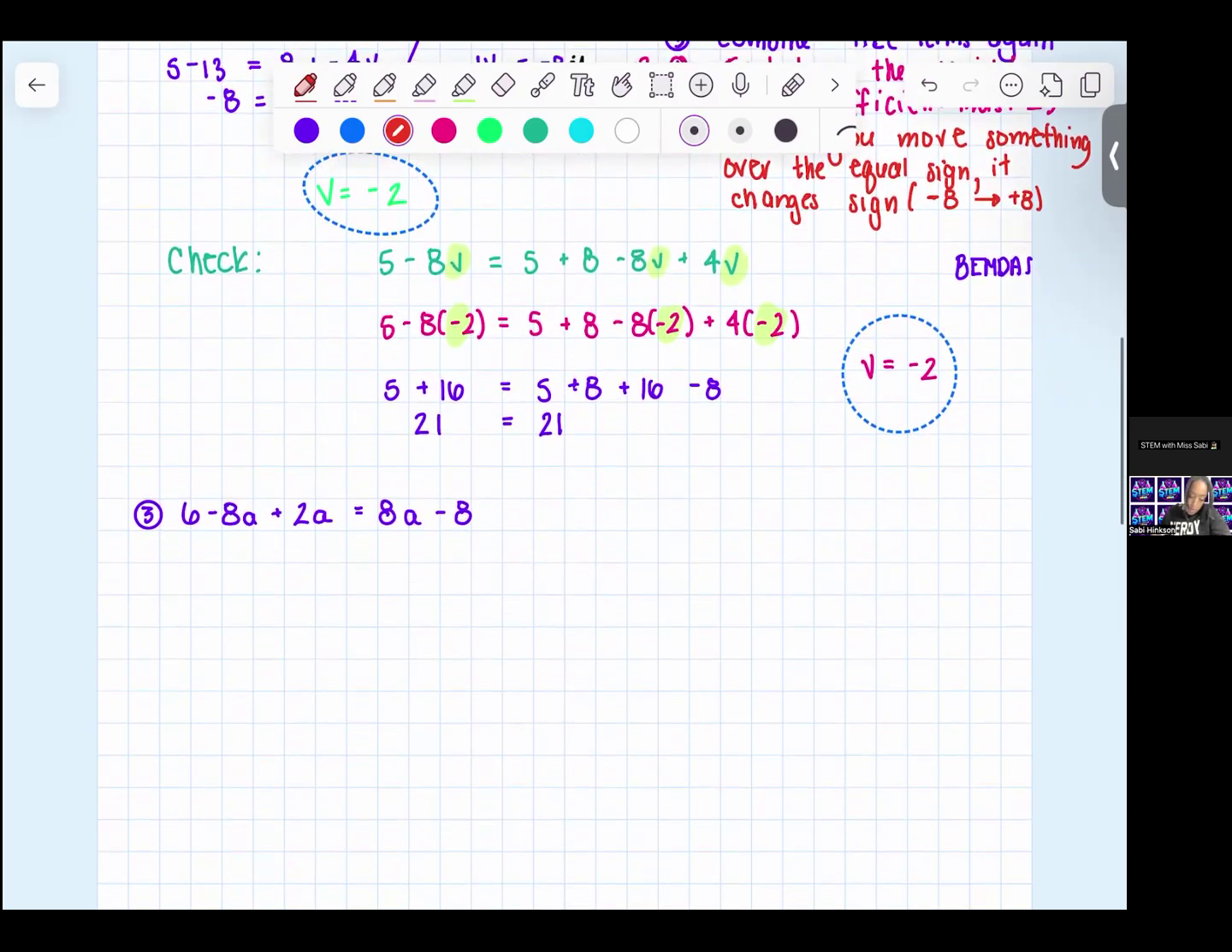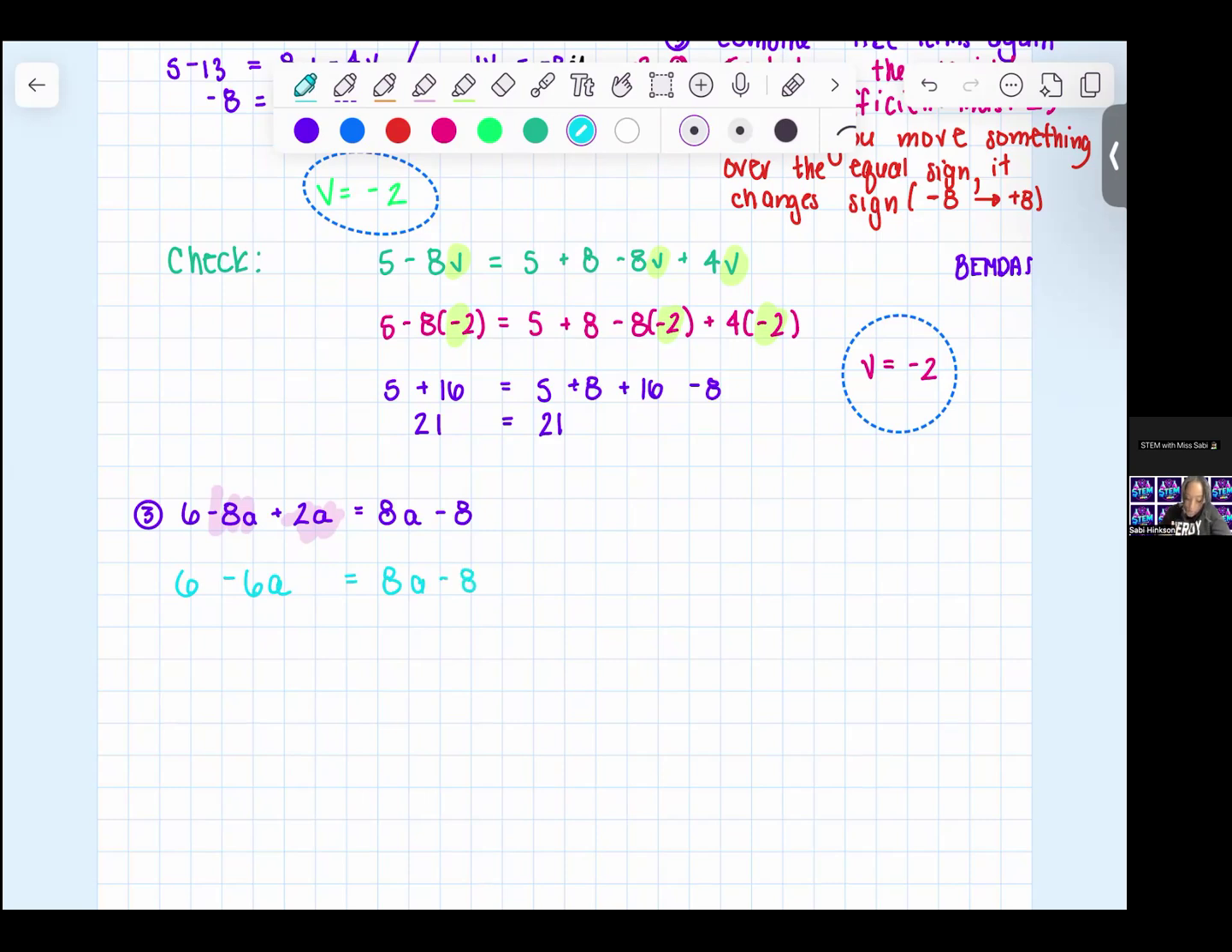So let's do number 3. What I'm going to do is combine like terms where I can. So these are like terms on that side, and then there's nothing else that's like terms on the other side. So I have 6, and then when I have negative 8a plus 2a, that's like saying 2 minus 8, that is negative 6a, right? And then on the other side, I have 8a minus 8.